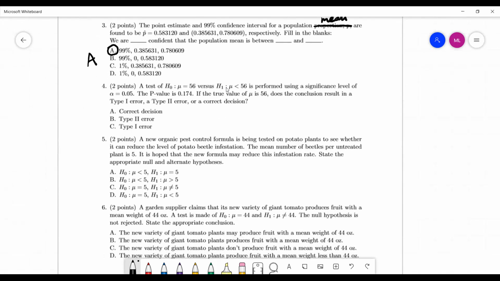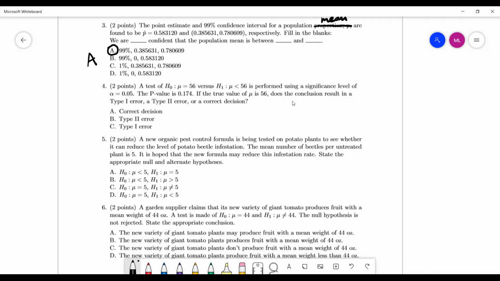Problem number 4. A test of the null hypothesis, which states that mu is equal to 56 versus an alternate hypothesis that mu is less than 56, is performed using a significance level of 0.05. The p-value is 0.174. If the true value of mu is 56, does the conclusion result in a type 1 error, a type 2 error, or a correct decision?